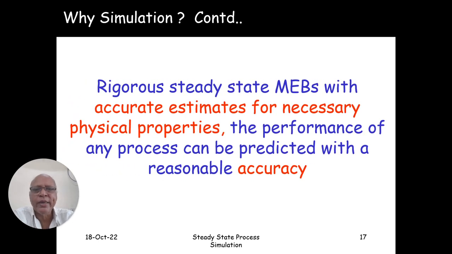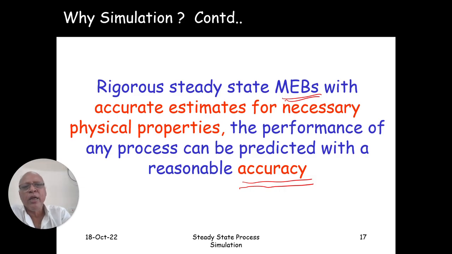By conducting rigorous steady state mass and energy balances with accurate estimates for necessary physical properties, the performance of any process can be predicted with a reasonably good accuracy. See, estimating the physical properties, the accuracy of this estimation is ultimately going to reflect the accuracy with which your simulation results are going to be. There is a direct correlation between them. We know how to write these mass and energy balances, whatever may be the system that you have in mind.